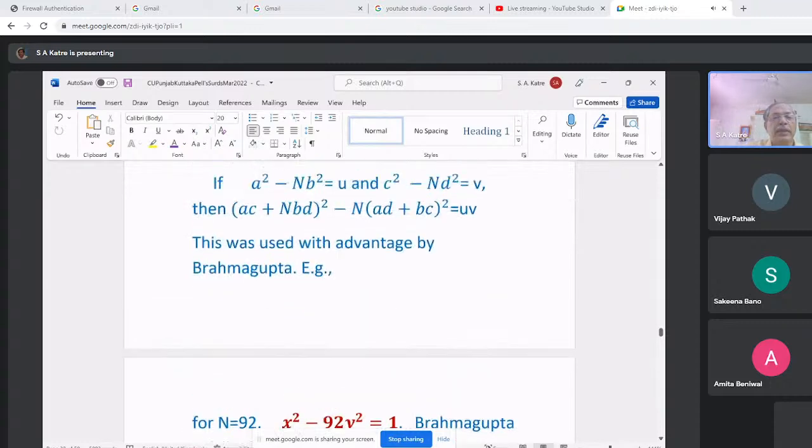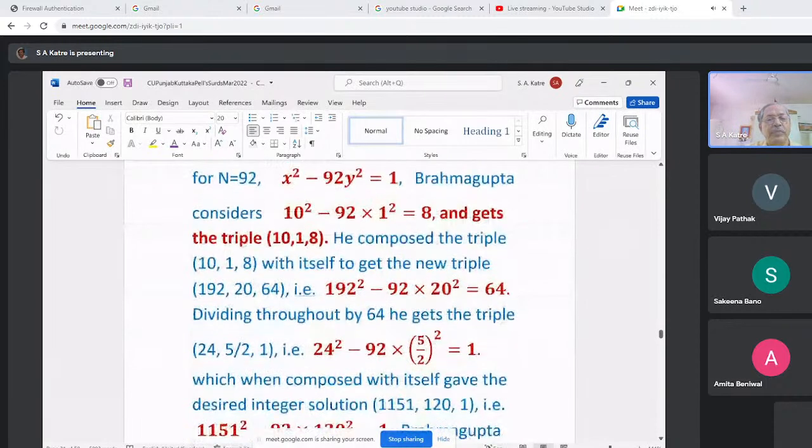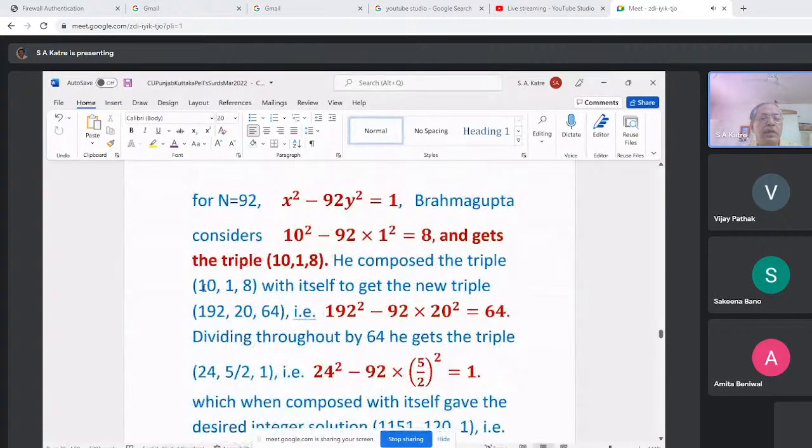And the second thing is ad plus bc, that you see in usual complex number calculations. So what is ad plus bc? 10 into 1 plus 1 into 10, because you are composing with itself. So it is 20. That is y. So 192 square minus 92 into 20 square is equal to, well, you don't have to simplify, the answer is 8 into 8. That is 64. So this is how Brahmagupta's identity is used.